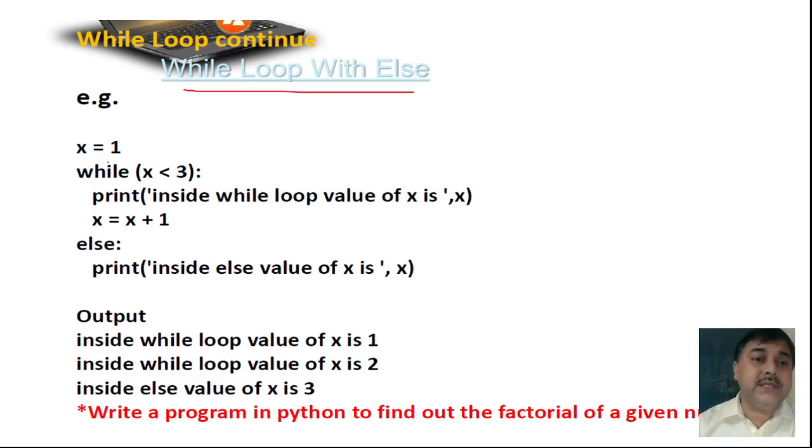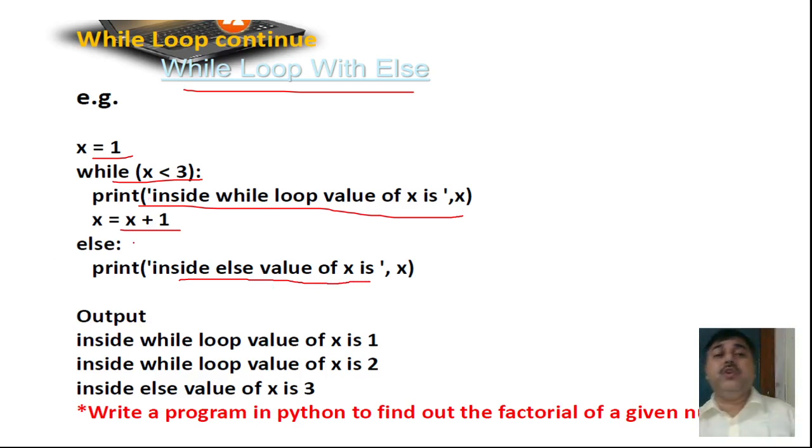While loop with an else: x equals 1, while x is less than or equal to 3, it will print x inside the loop, then x equals x plus 1. Else, it will print inside else, value is x. That means the loop will continue until the condition fails, 1 2 3, and as soon as the condition fails, it will come out of this loop and then come to the else position.